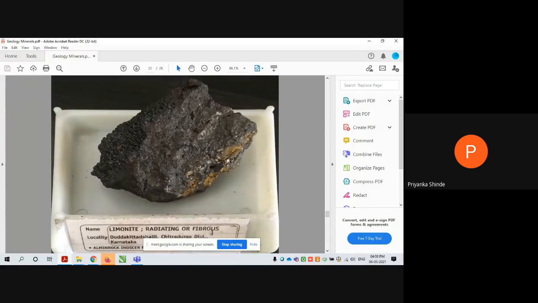Then this is also an important ore of iron, that is limonite. Limonite shows varieties of colors, shades of brown and black. If you check the streak, it is yellowish, yellowish brown in color. Then the luster is metallic or submetallic.